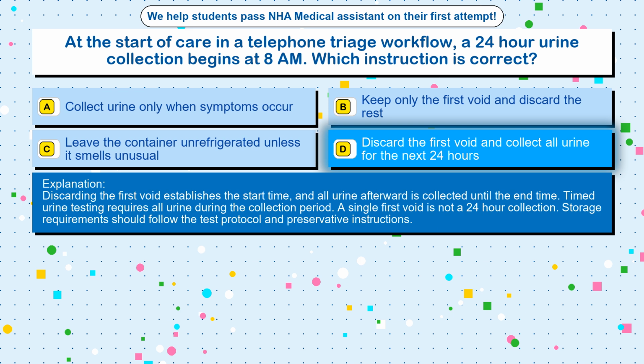Discarding the first void establishes the start time, and all urine afterward is collected until the end time. Timed urine testing requires all urine during the collection period. A single first void is not a 24-hour collection. Storage requirements should follow the test protocol and preservative instructions.